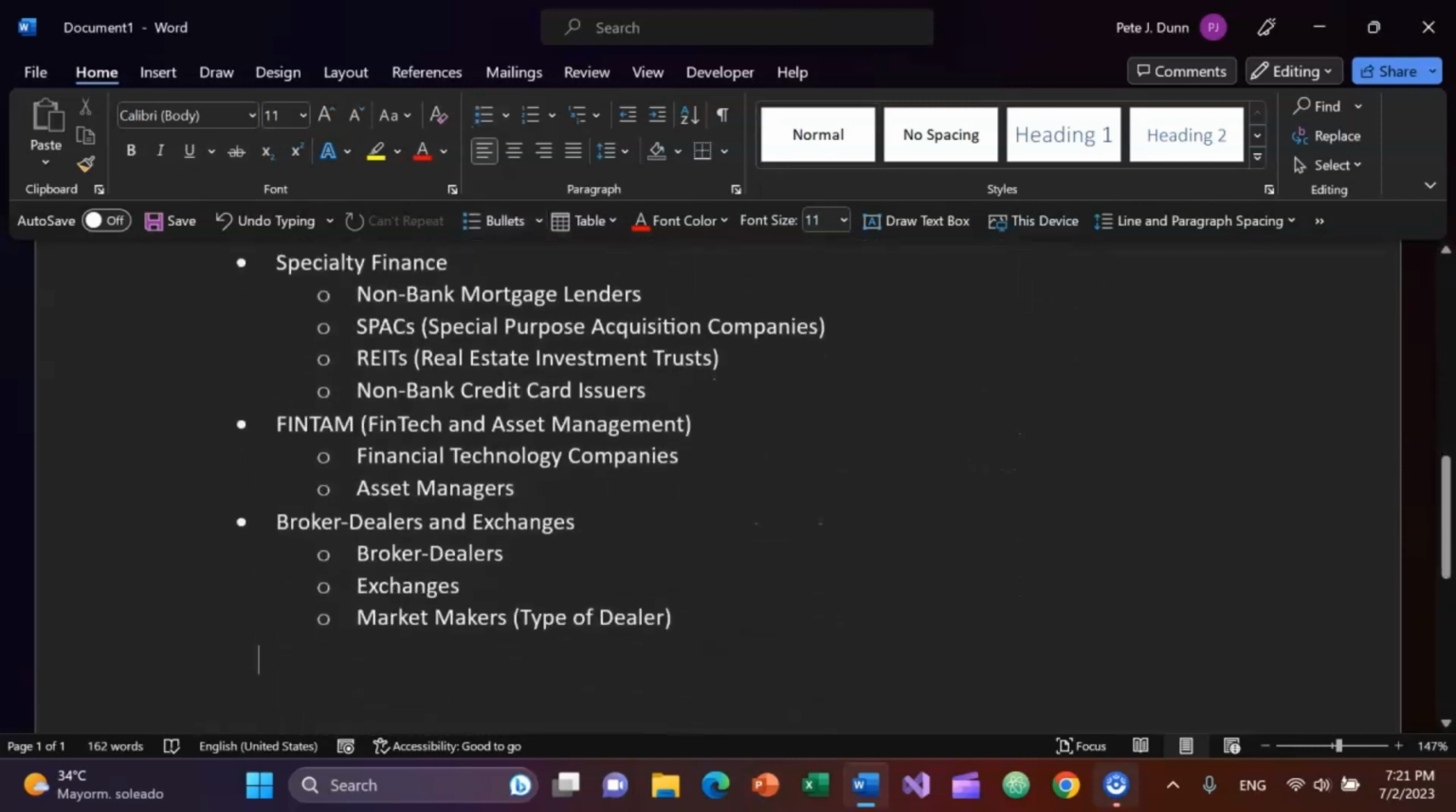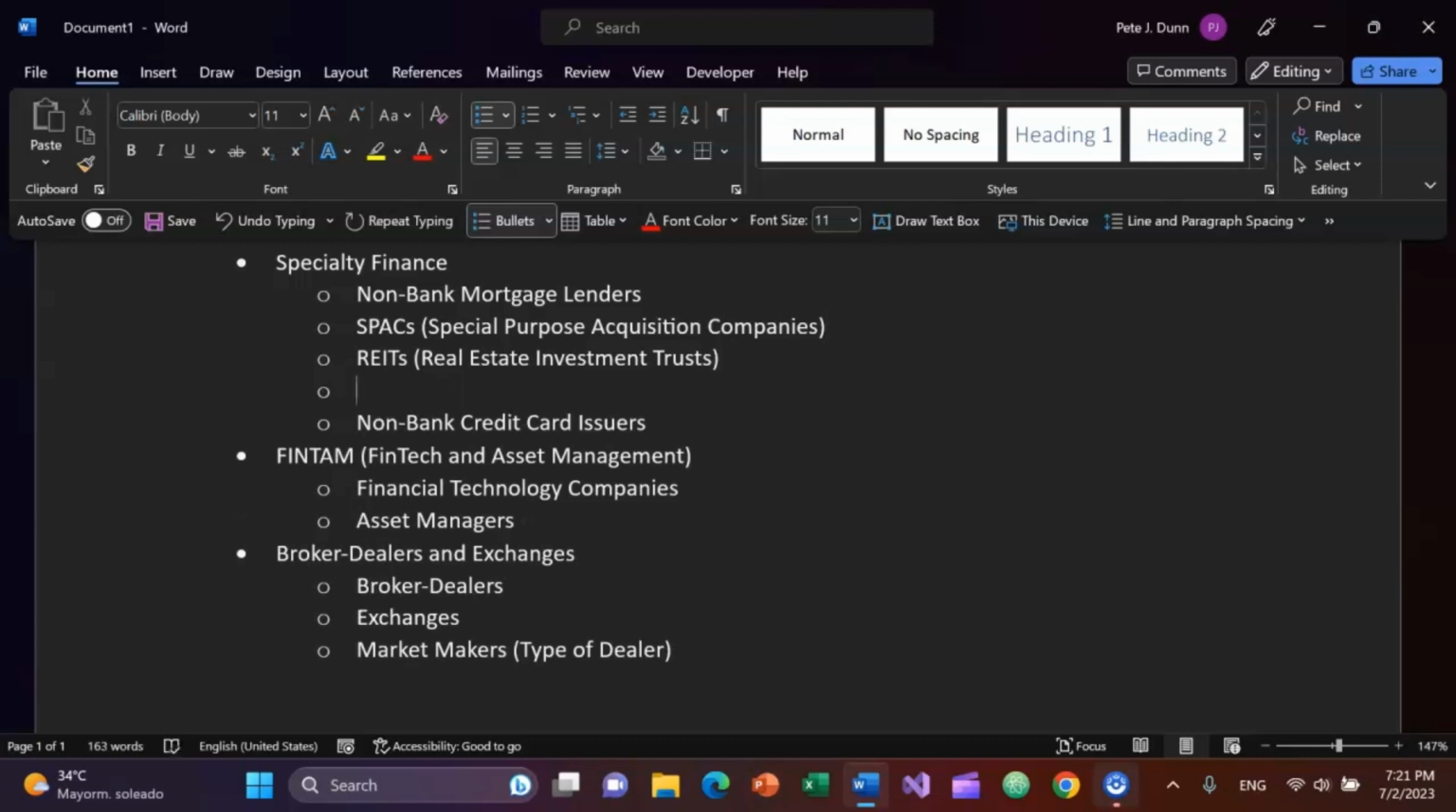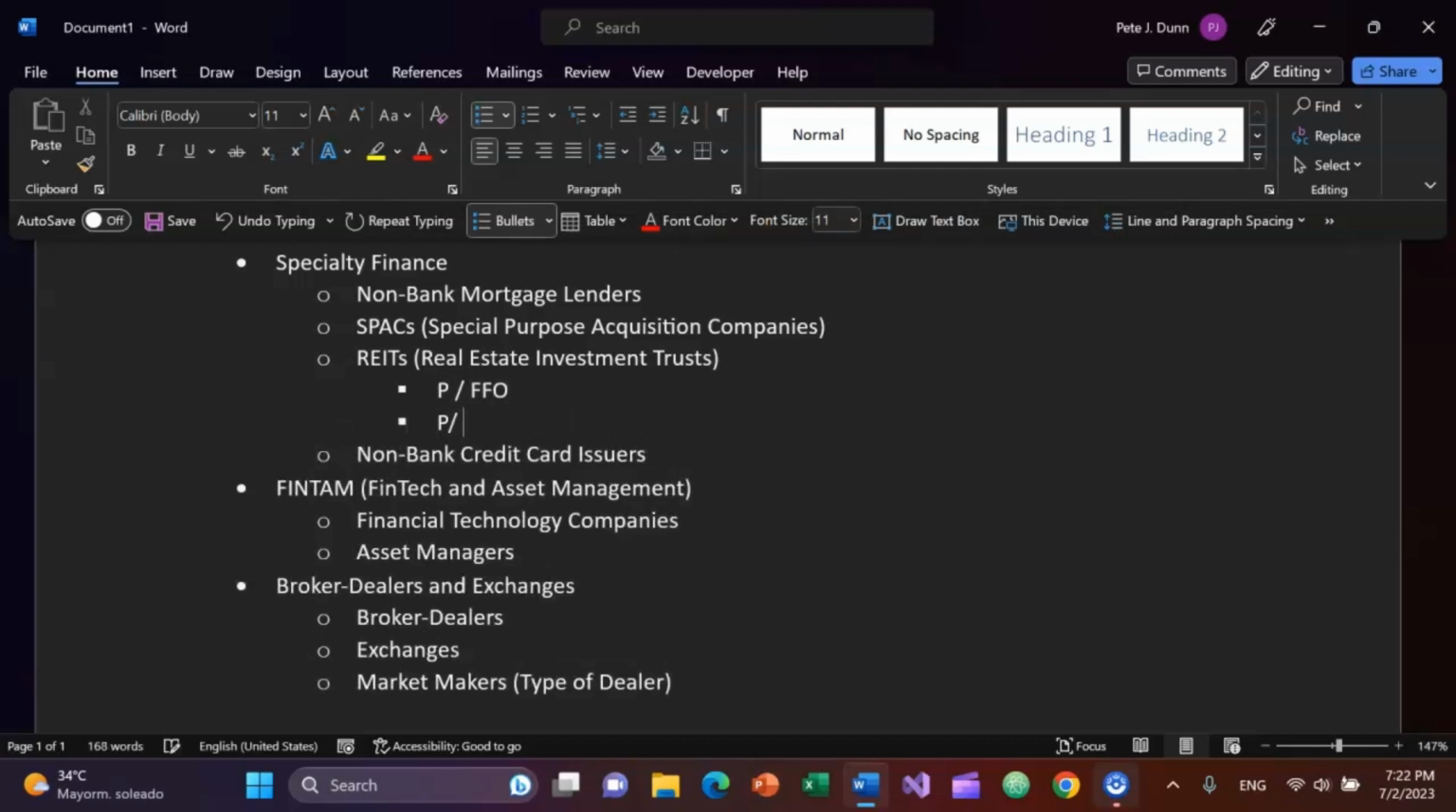Now we'll move on to specialty finance. And so SPACs, real estate investment trusts, non-bank credit card issuers. A lot of these types of companies you can use the dividend discount model for. These are businesses that basically lend money or provide capital, but they're not banks and they're not insurance companies, so they don't underwrite risk and they don't take in deposits. Some of these have some special metrics, such as real estate investment trusts. You look at price to funds from operations, price to adjusted funds from operations. Those are some metrics you look at.